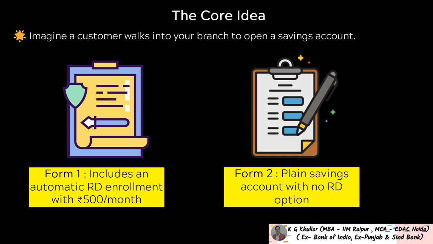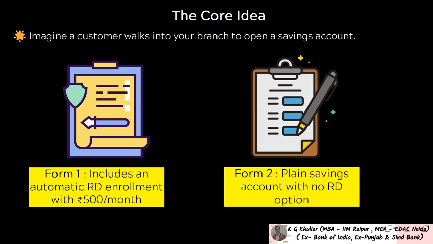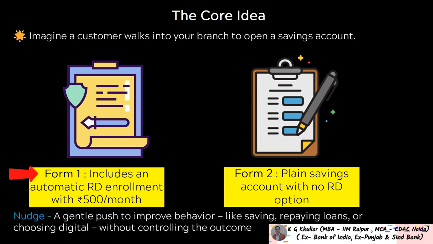The RD option is pre-selected in the first form, but they can opt out if they want. Now you will see that most customers won't change it. Why? Because the form silently nudges them towards saving more, and that too without forcing them. They had full freedom, but the better option was made easier. So friends, that's a nudge. A gentle push to improve behavior, like savings, repaying loans, or choosing digital, without controlling the outcome.